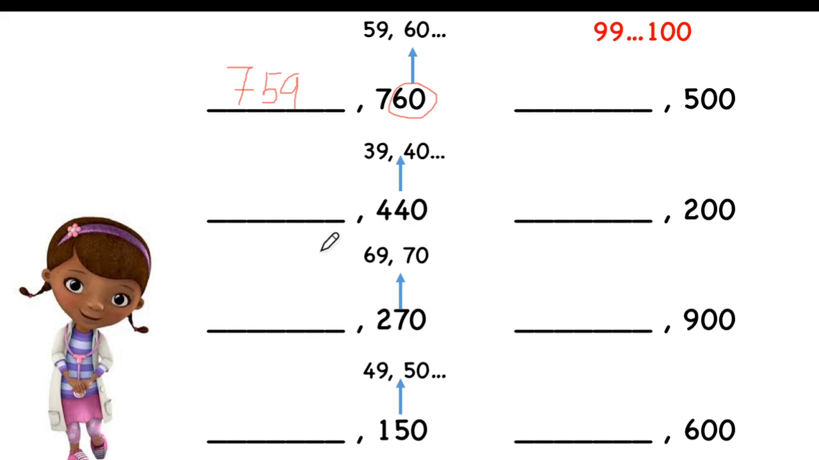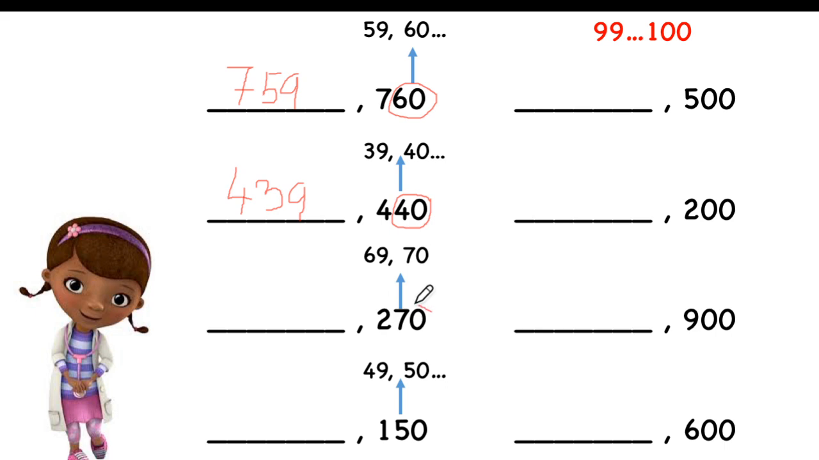440. Which number comes before 440? Once again, you cannot use the 0 digit because there is no number that comes before 0. You have to use the 40. What comes before 40? 39. So the number that comes before 440 is 439.